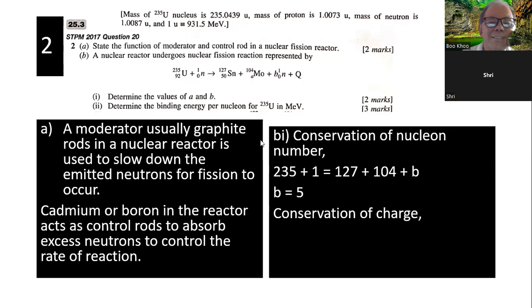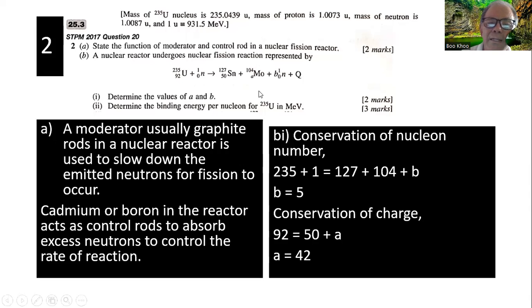Conservation of charge. Look at the bottom one. Your subscript 92 plus 0 on the left hand side. Right hand side is 50 plus A, and B times 0 is 0. Calculate your A, 42. Sorry, B is 5. A is 42. That's all.